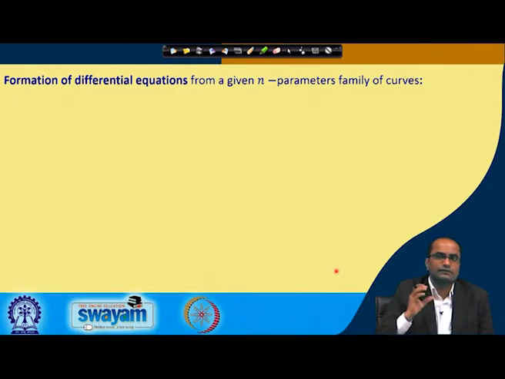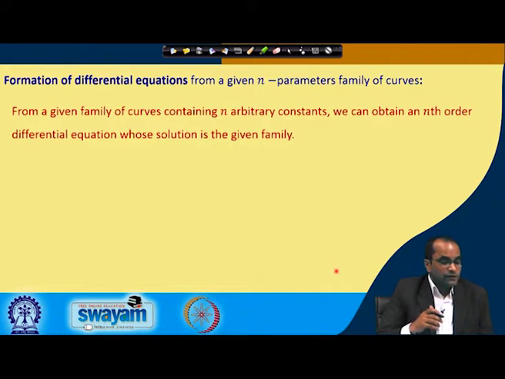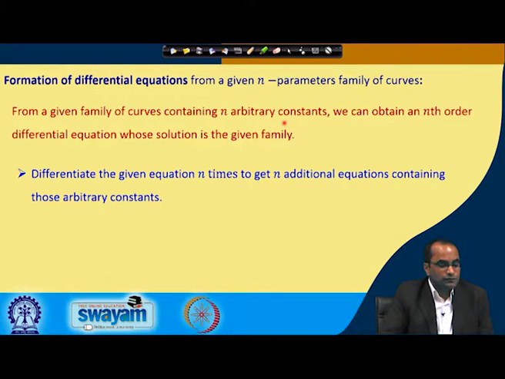If we have this n parameter family of curves, meaning the solution of a differential equation, then from this given family of curves, how do we form the corresponding differential equation whose solution is this given family of curves? From a given family of curves containing n arbitrary constants, we can obtain an nth order differential equation whose solution is the given family. The order of the differential equation depends on how many parameters the family has.